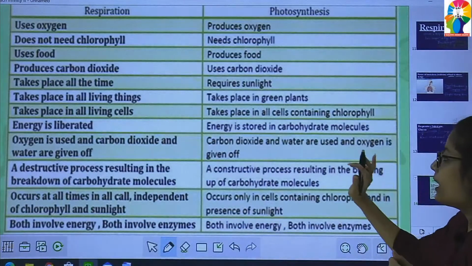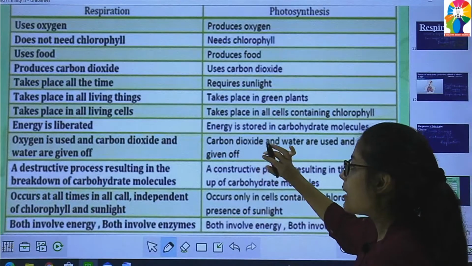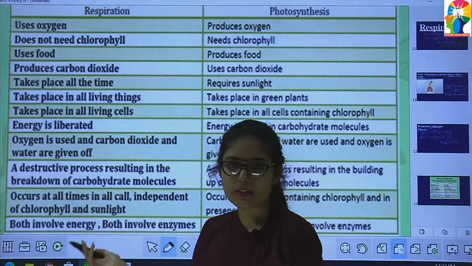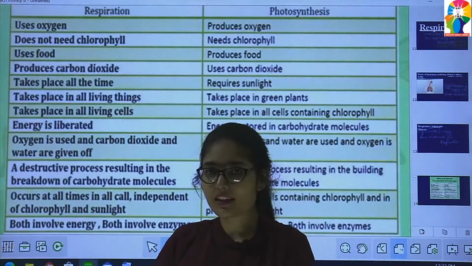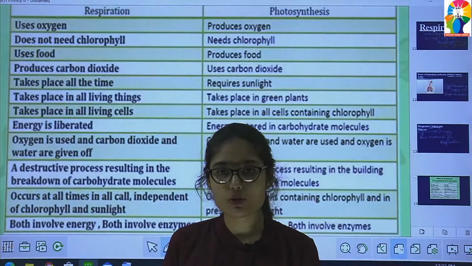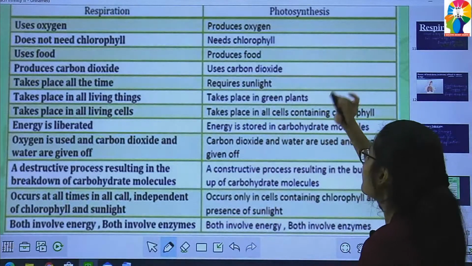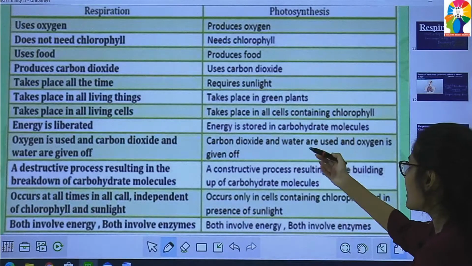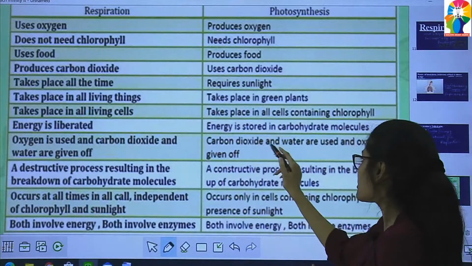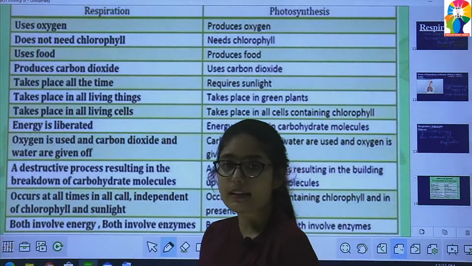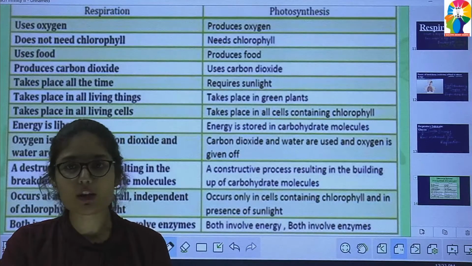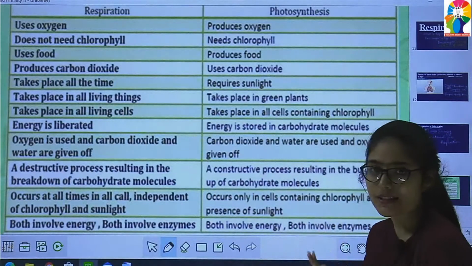Take. Now, oxygen is used and carbon dioxide and water are given off in respiration. Yeah, that's what I am talking about. We inhale oxygen and we exhale carbon dioxide. Take. And in photosynthesis, carbon dioxide and water are used and oxygen is given off. Yes, the carbon dioxide and water are what? They are the inorganic form from which they give the glucose and the oxygen. That's the organic. This is what photosynthesis is.